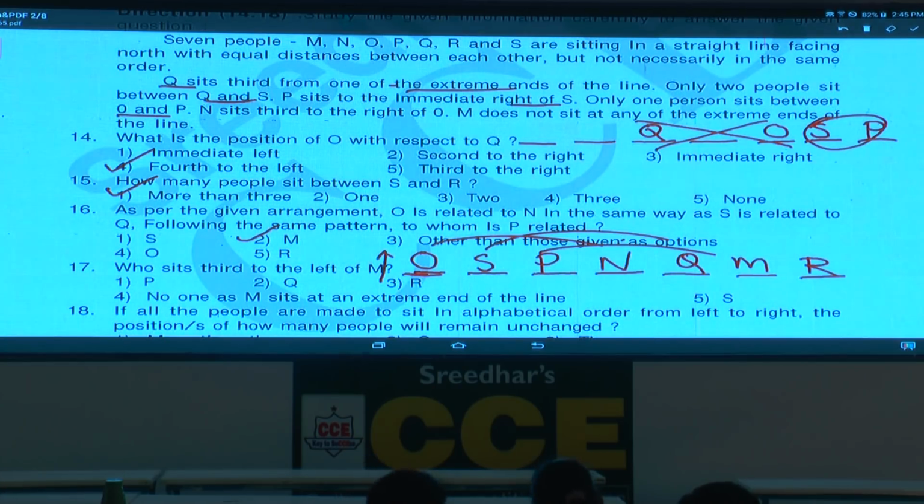Then who sits to the immediate left of M? P is the person to the left of M. That is given in choice 1.